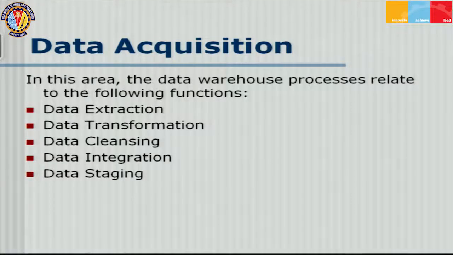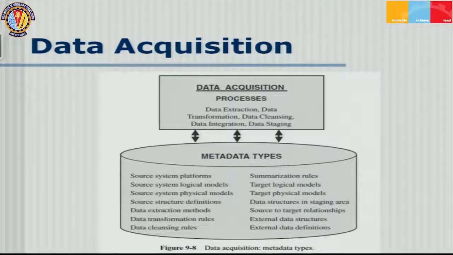So first comes the data acquisition. In this area, the data warehouse processes relate to the following functions: data extraction, transformation, cleansing, integration, and other pre-processing that happens. And this is how it looks. So metadata types are like source system platforms, source system logical models, source system physical models. I hope you understand the logical and the physical models. Source structure definitions, data extraction methods, transformation rules, cleansing rules, summarization rules if there is a need for summarization.